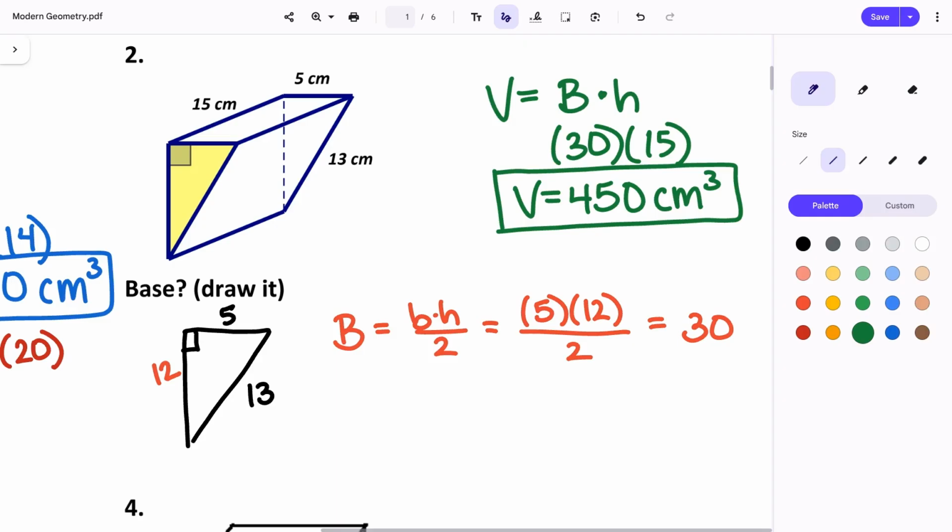Okay, that one was a little bit different because our base changed to a triangle. Do we have questions on that one? All right, let's go on to the next one, number 3.